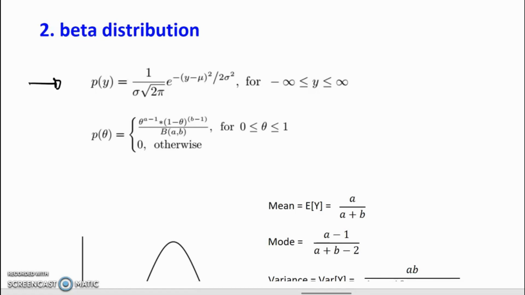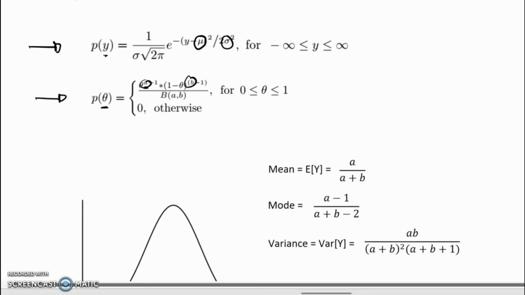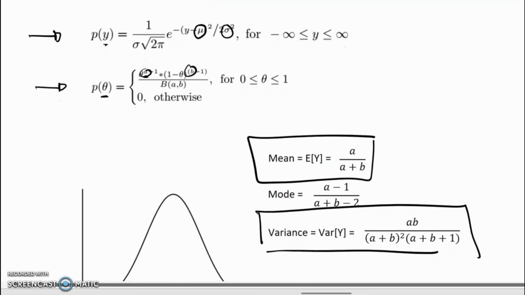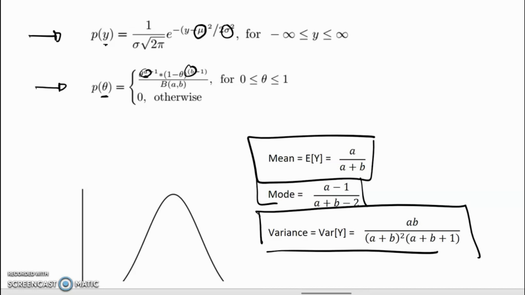So there's the formula for the probability density of a normal distribution with random variable y. And here's the formula for a beta distribution, probability density of theta. So some differences. In the case of the normal distribution, we have 2 parameters, the mean and the variance. In contrast with the beta distribution, we've got 2 parameters that we label as A and B. And if we think about the mean, it's going to be this thing. If we think about the variance, it's going to be this thing. If we think about the mode, it's going to be that.